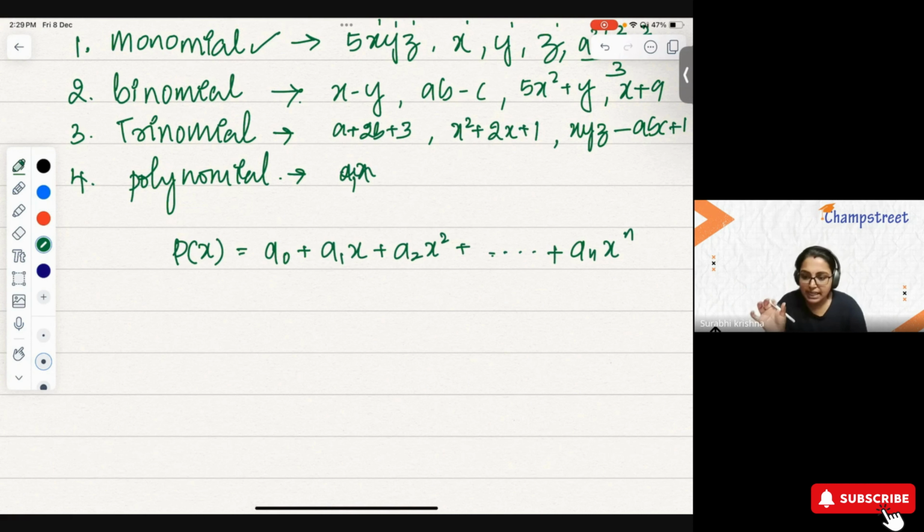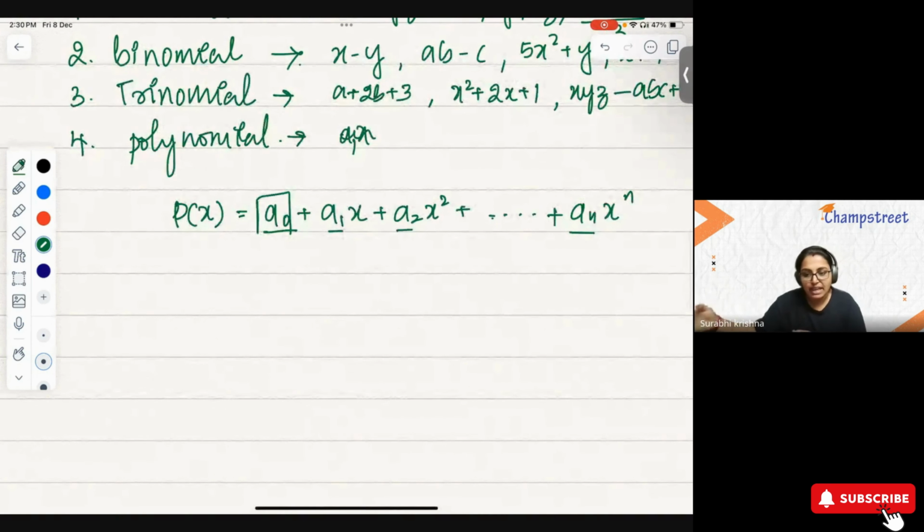So polynomial in x can be of the form a0, a1, a2, a3, so on up to an, which are nothing but n plus 1 real numbers, right? Here a0 is a constant, and a1, a2, a3 are coefficients of x, x square, x power 3, so on up to x power n, respectively. So the power of x is varying. This is a generic form of polynomial.